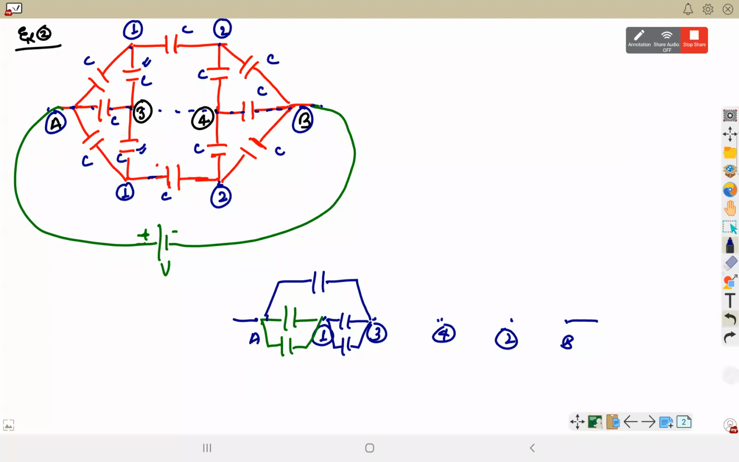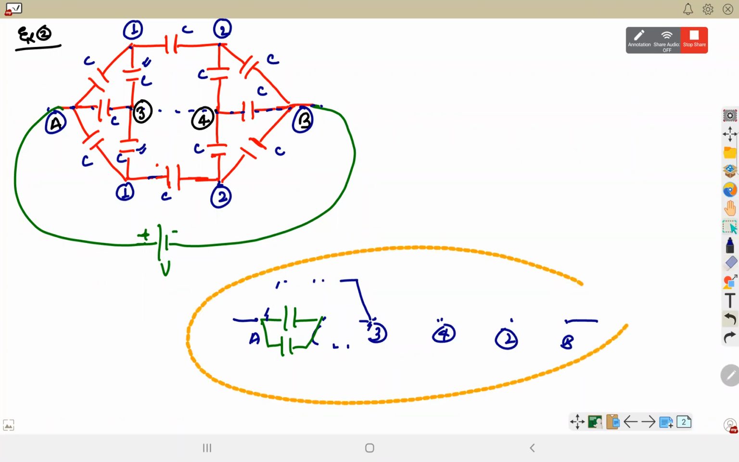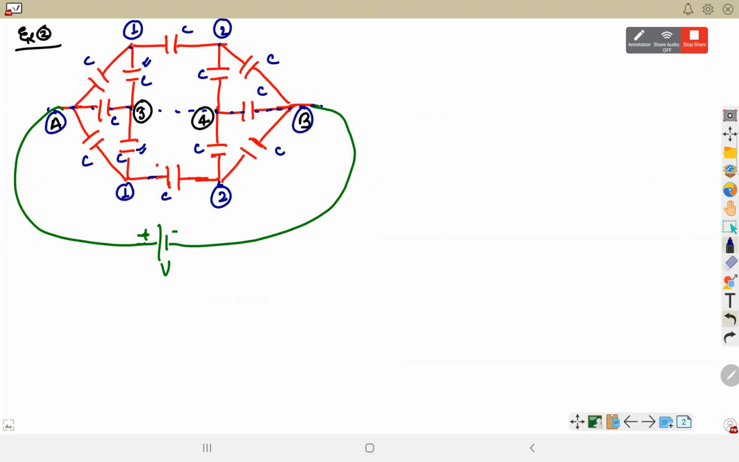Okay, so that means we should modify this circuit a little. एक मिनट, इसकी पॉइंट की नंबरिंग थोड़ी बेटर कर लेते हैं. A, B, 1, 2, 3 and 4. A और 1 के बीच में गए 3, 2 और B के बीच में 4. This will be a better looking circuit.